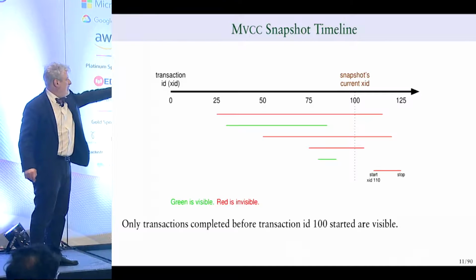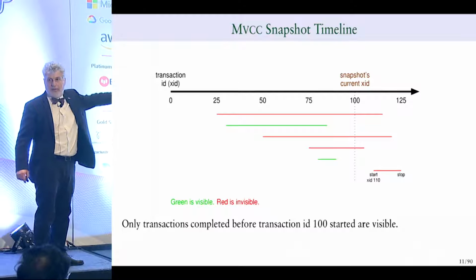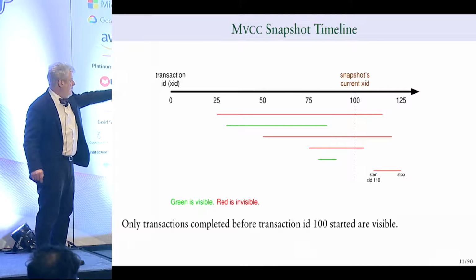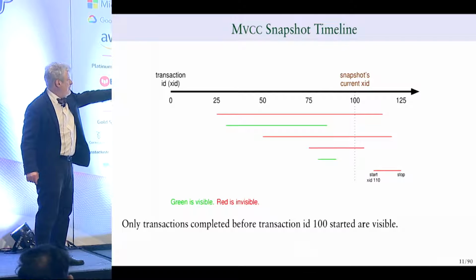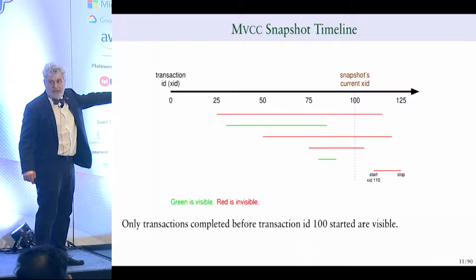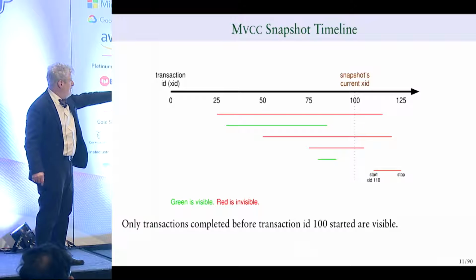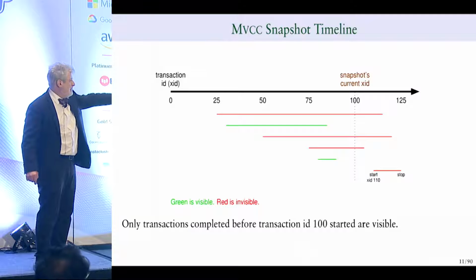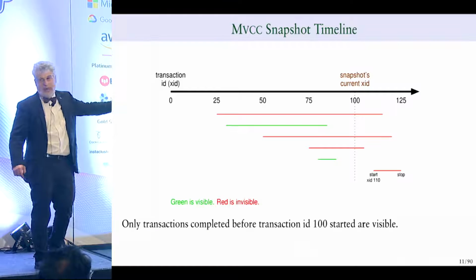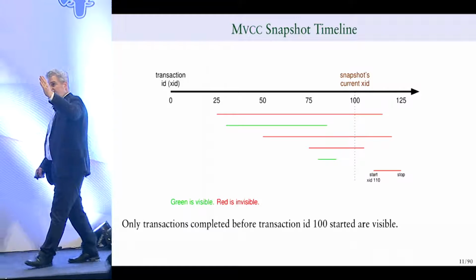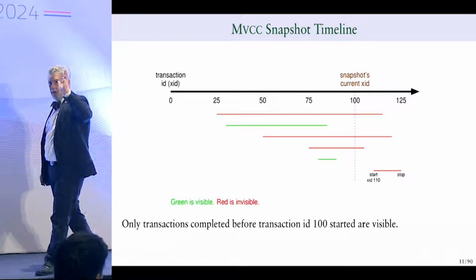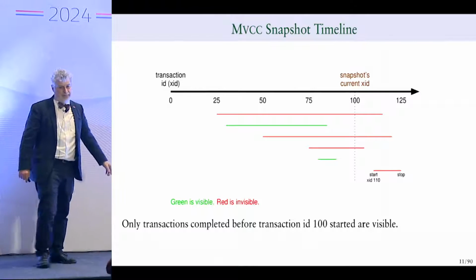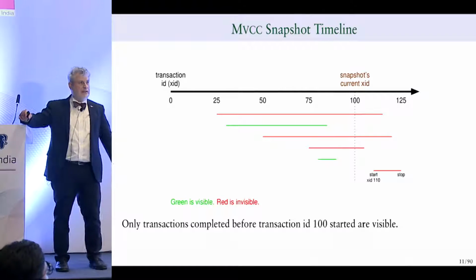The second one committed before my transaction starts. That one's green. The third one also committed before the snapshot I took. The fourth one, the same thing. And the fifth one, again, that worked. And the bottom one, that's way in the future. That started after my transaction. It's not even close to being valid. All right? Yes?